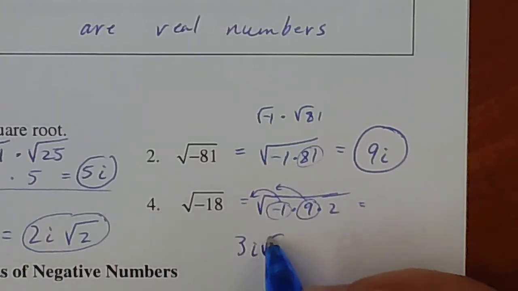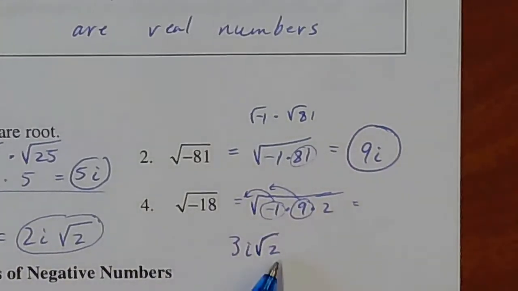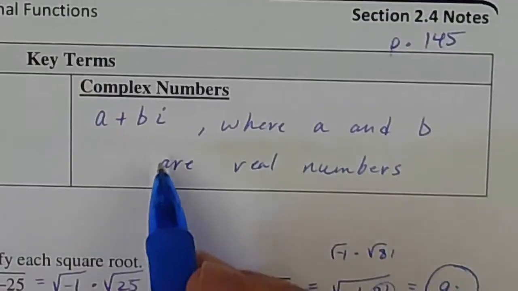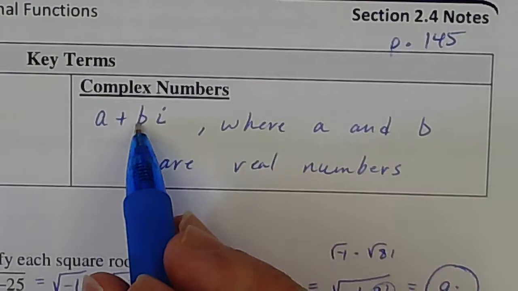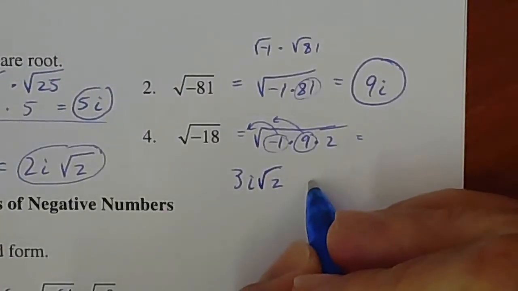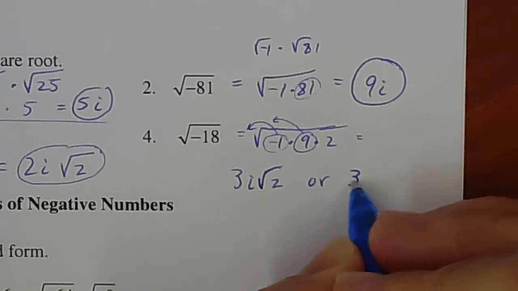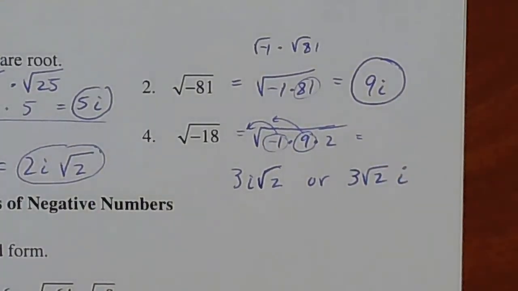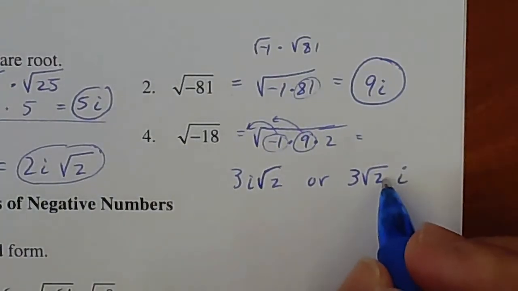Now let me show you something about this one. When we get to complex numbers, they're usually going to have us write the i last. I'm okay with you guys expressing it like this, but when you check it in the back of the book, they may also write it like this: 3 square root of 2, then i. Just be careful. Sometimes it looks like the i is under the radical.